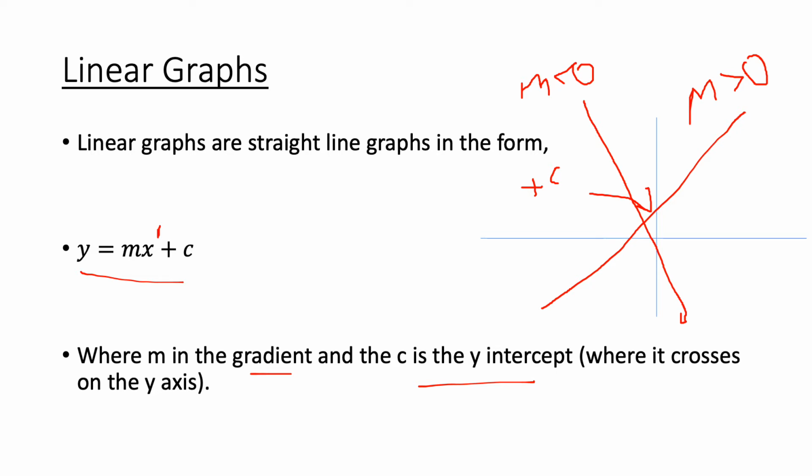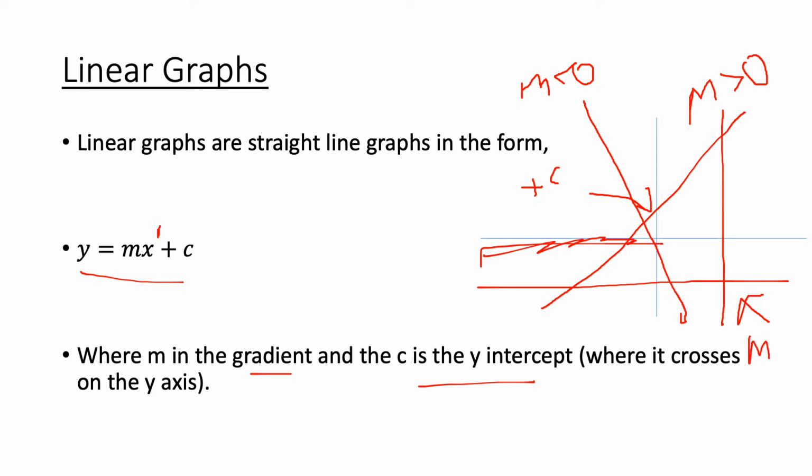A horizontal line and a vertical line are also linear graphs. That is when the gradient is 0, so m is equal to 0 for these. When m is 0, the graphs are either horizontal or vertical. Vertical lines are x equals a, and horizontal lines are y equals b.